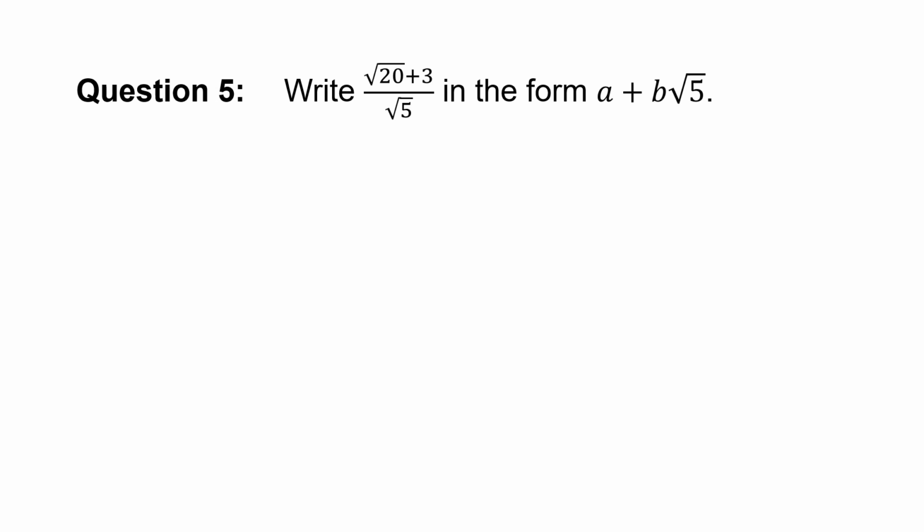Moving on, we now have question 5. So I want you to write root 20 plus 3 over root 5 in the form a plus b root 5. So pause the video and come back when you're ready to hear the answer.